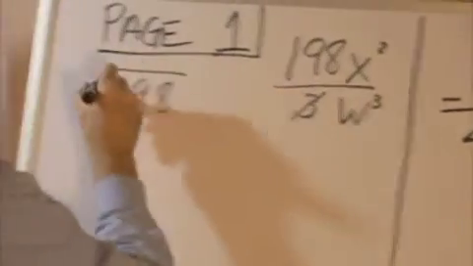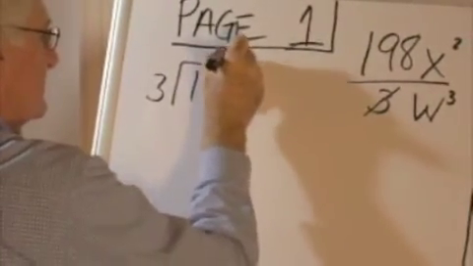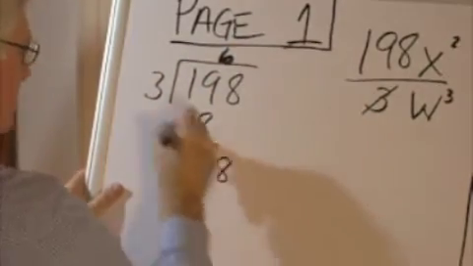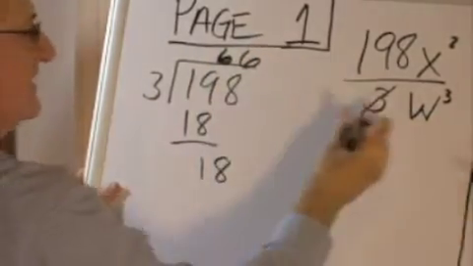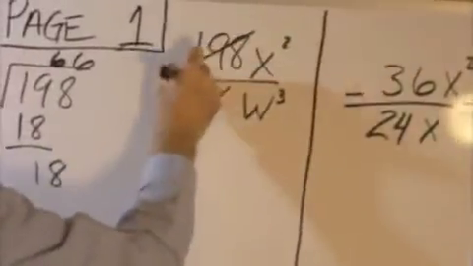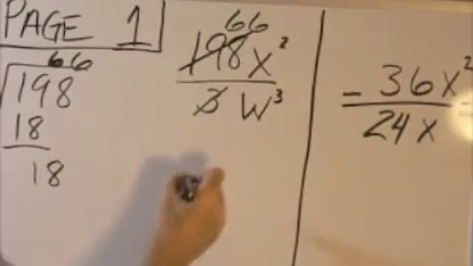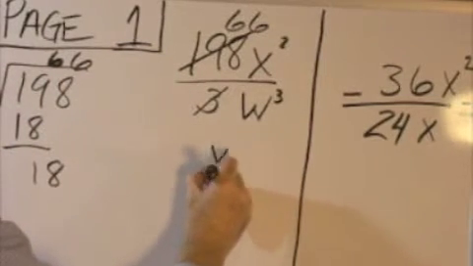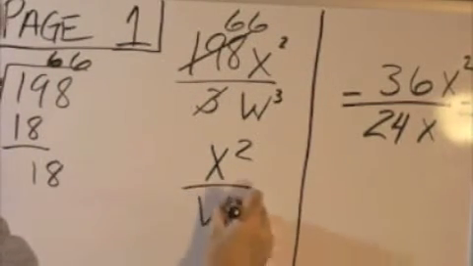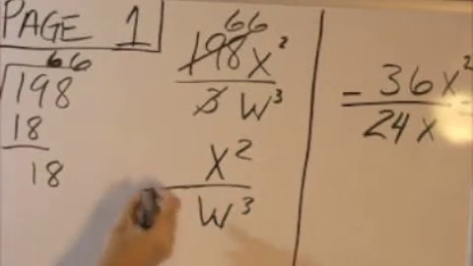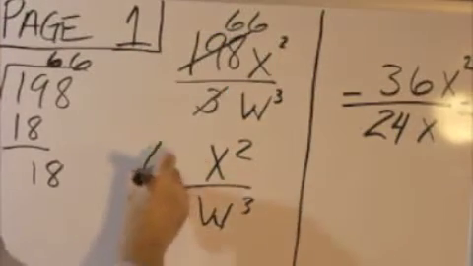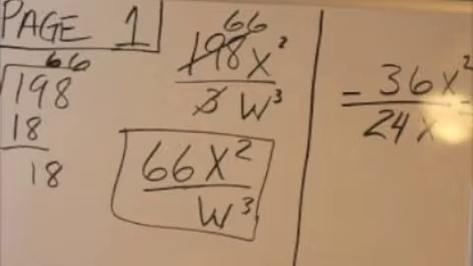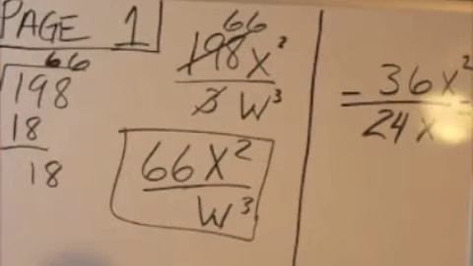198 divided by 3 is, 6 times 3 is 18. Remainder 1, bring down your 8, 3 into that is 6. So when you cancel 3 into 198, you get 66. The w cubed, x squared, leave them alone. So your answer is going to be x squared over w to the third, and it's going to have up here the number 66. That is the answer to that problem. Again, that'll give you access to the algebra test.